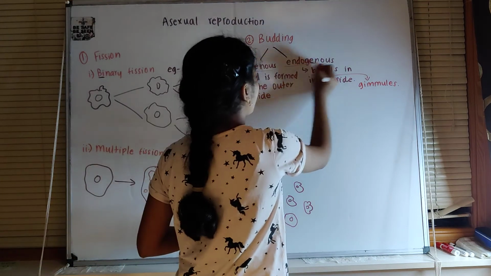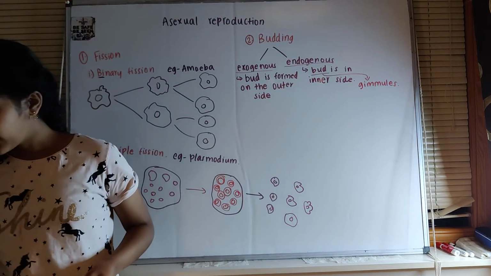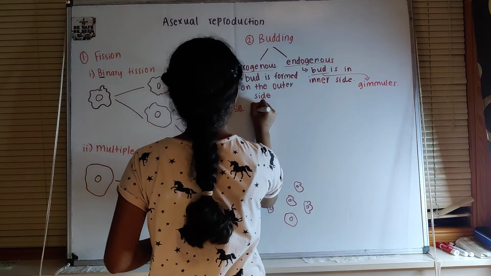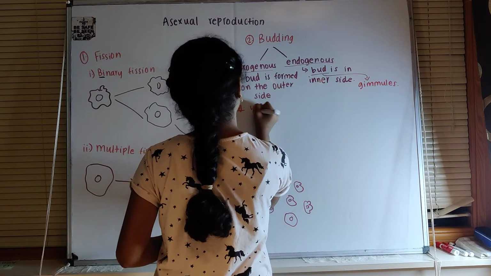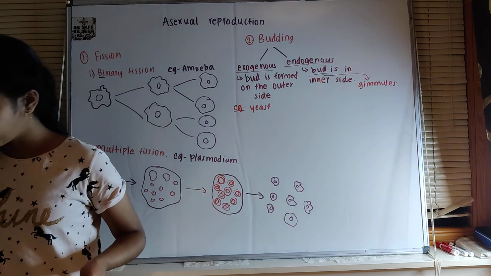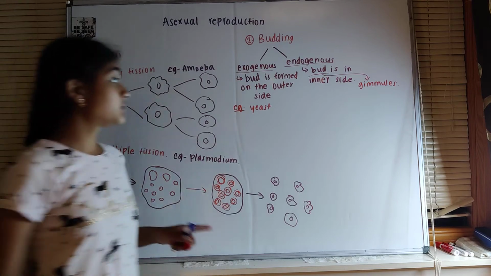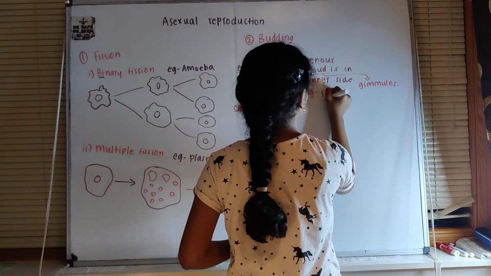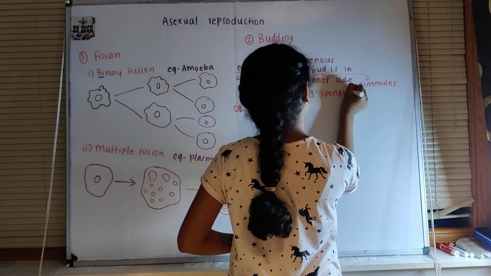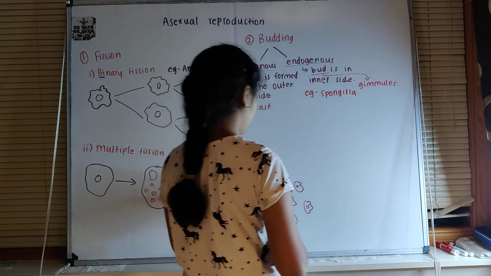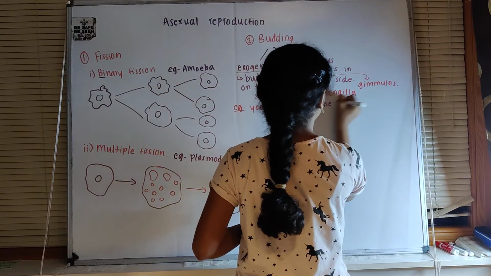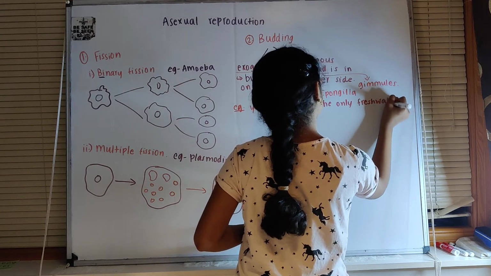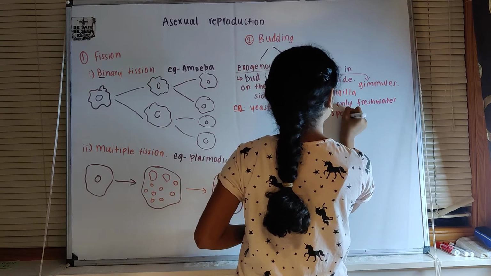We can take examples of exogenous budding and endogenous budding. For exogenous, we have the example yeast. And for endogenous budding, we have one sponge, which is spongilla. You can write it here, it's the only freshwater sponge.